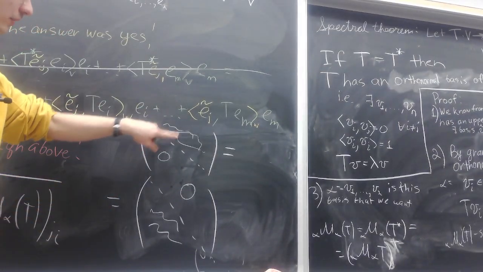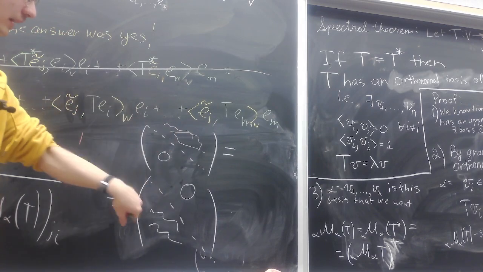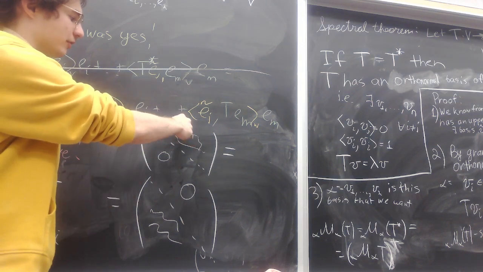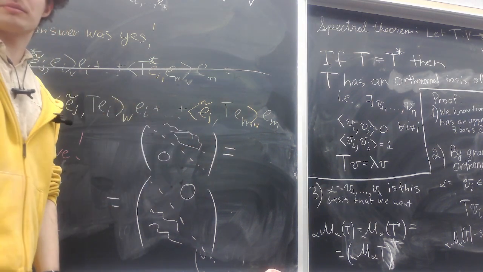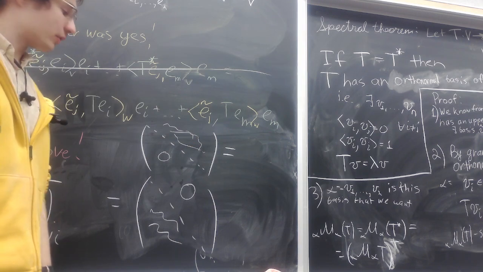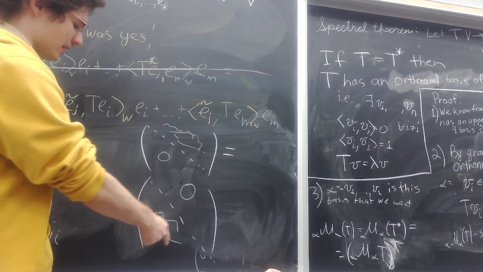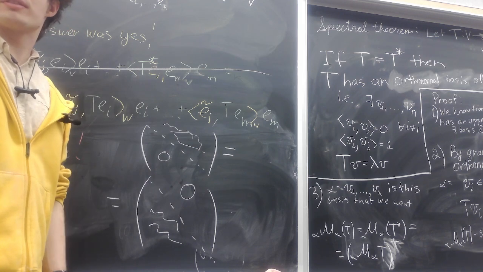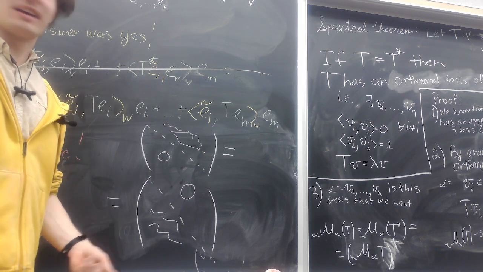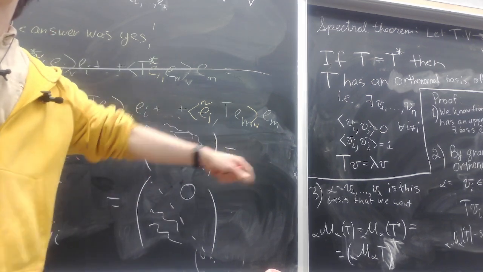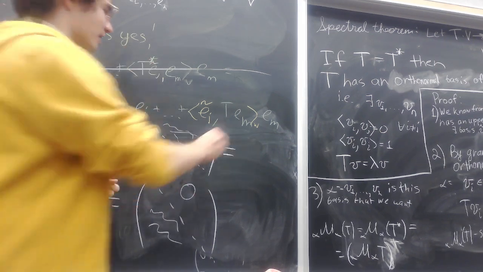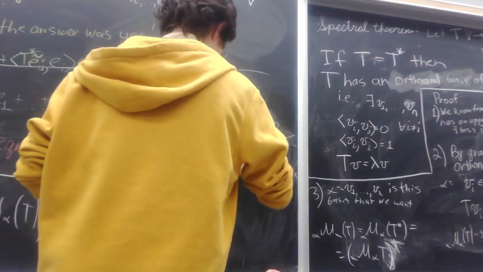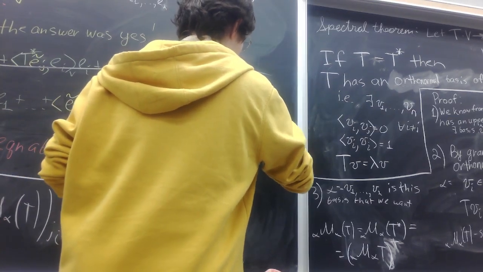So if this has to equal this, what does it tell me about the stuff above the diagonal? It all has to be 0, right? Because if this has to be equal to this, then this has to be 0, and this has to be 0. So what's the only thing that's non-zero? The diagonal. So we get that in this basis, the matrix must be diagonal. So this is kind of step 3 continued. Therefore, the matrix is diagonal.